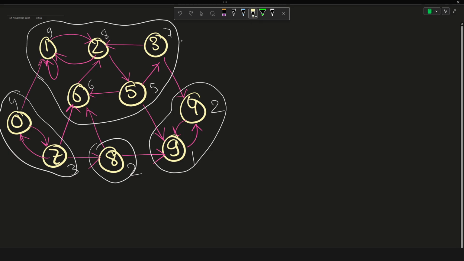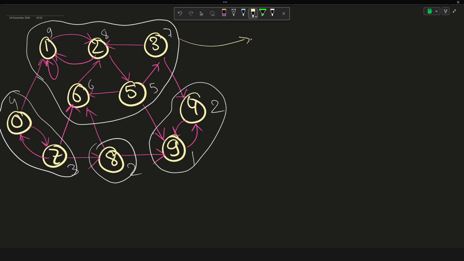So you can notice one thing, that in this component it is possible to reach any node from any other node. Like if we select any two pairs like 1 2 or 1 3 or 1 6 or 1 5 or 2 3, 2 6, 2 5, any two pairs, then it will be possible to reach any node from any other node in this part of this graph. So that's why we are regarding this as a separate component.